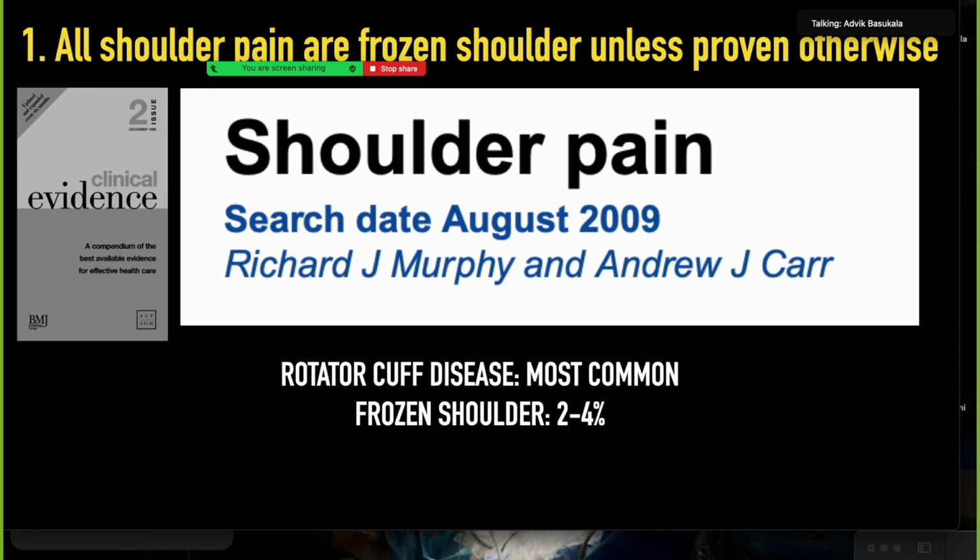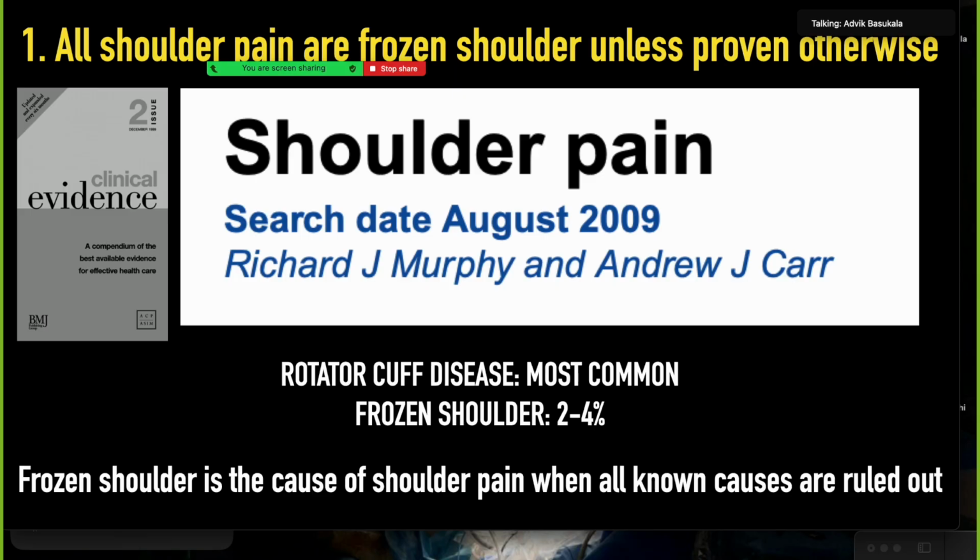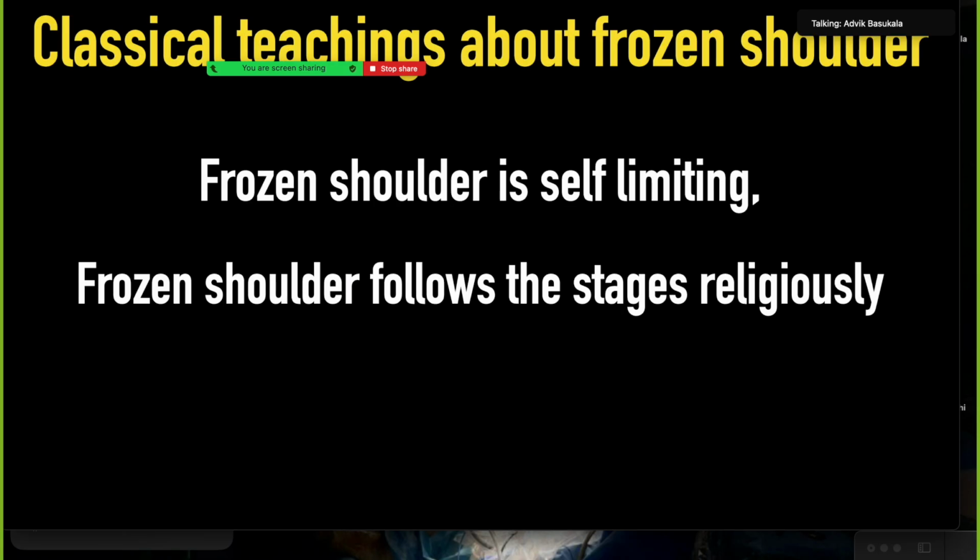Actually, many of these shoulder pains are because of a rotator cuff problem, and it need not be a tear. The rotator cuff may be weak, because of which the shoulder biomechanics has gone wrong, and because of which the shoulder is painful. If they could do good physiotherapy, good rehab, get the function right, get the force couple right, then the shoulder pain will go away. Frozen shoulder constitutes only about 2 to 4% of shoulder pain. So frozen shoulder is the cause of shoulder pain when all known causes have been excluded. But what we do is jump into frozen shoulder immediately.